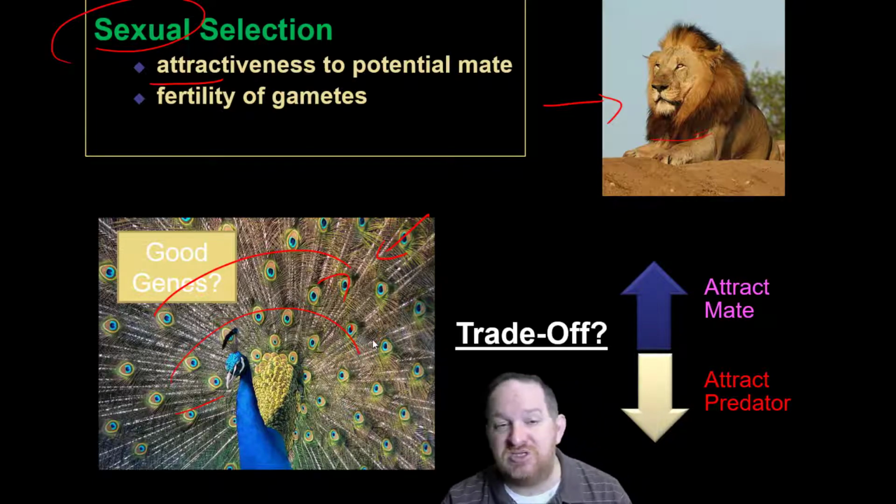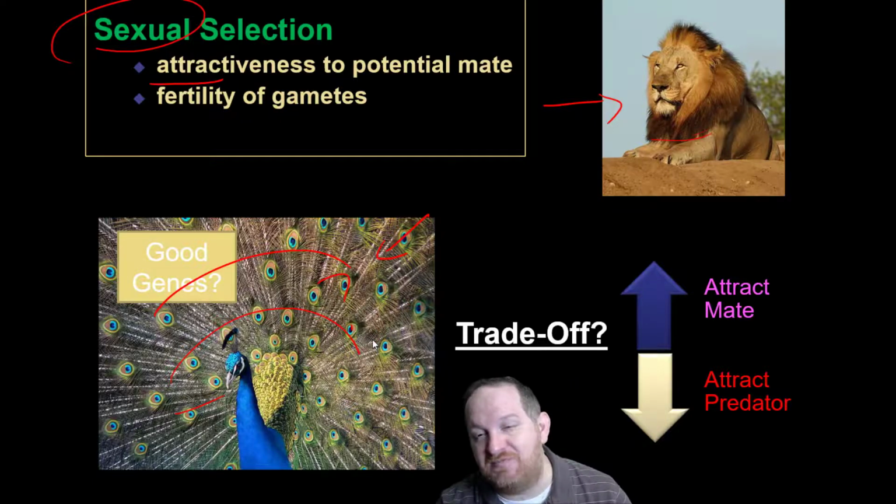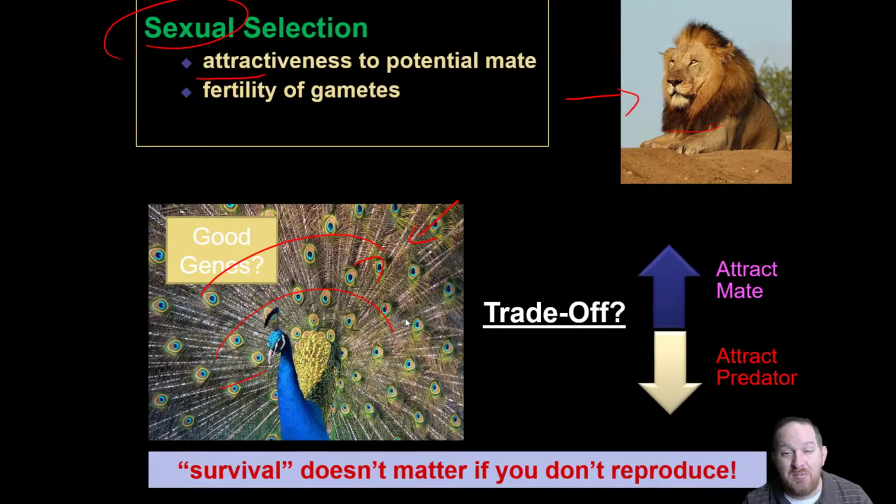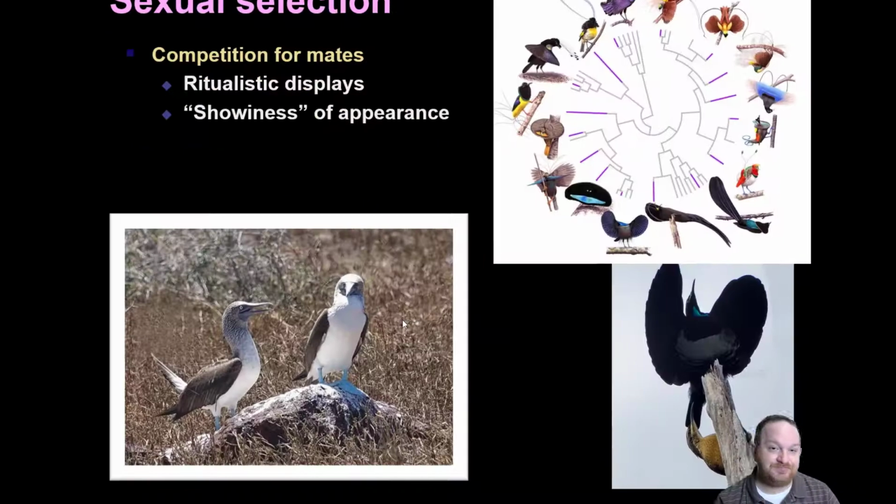And so these are some examples of sexual selective mechanisms. Because if you really think about it, all those other things, natural selection, predation selection and physiological selection, don't really matter if you don't reproduce. The species needs you to do two things. It needs you to survive, and it needs you to mate and pass those genes on to the next generation.